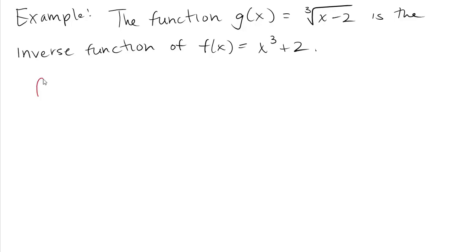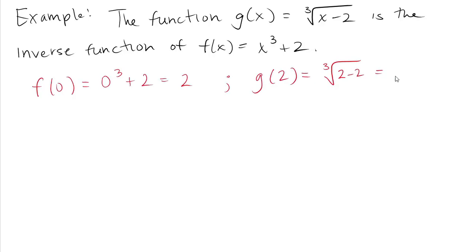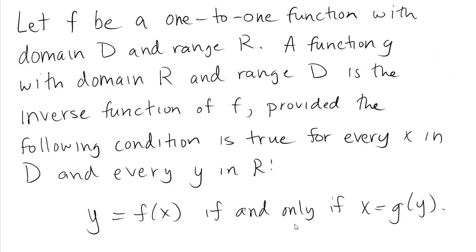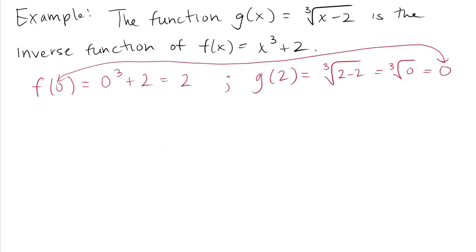So for example, if I plug 0 into f, I get 0 cubed plus 2, and that of course is equal to 2. I'm now going to take that result, 2, and plug it into g. And when I do that, I get the cube root of 0, which is 0, and I wind up right back where I started. That's what this rule at the bottom is indicating will happen for inverse functions. They unravel each other. You get right back to where you started. It doesn't matter what number you pick.